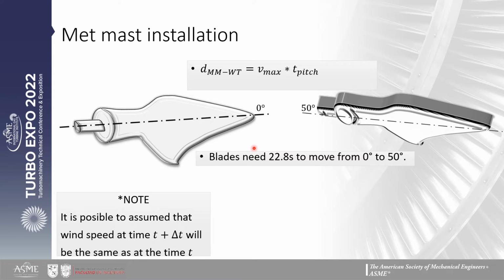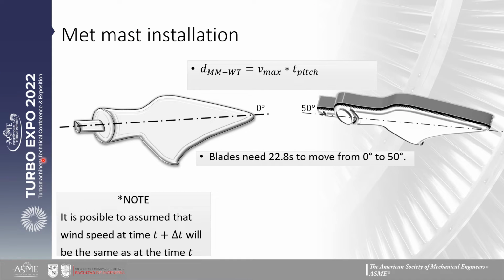So we did the work, and we concluded that the blades need 22.8 seconds to move from 0 to 50 degrees, as you can see here in this representation. 0 degrees to 50 degrees is the total range in which the pitch control operates. We use the feedback encoder in conjunction with the microcontroller to check this time. So this 22.8 seconds is the T that we need for the relationship shown here. And Vmax is the 15 meters per second that we obtained from the statistical analysis of the wind.